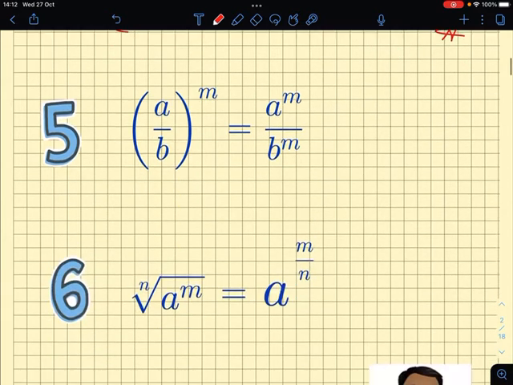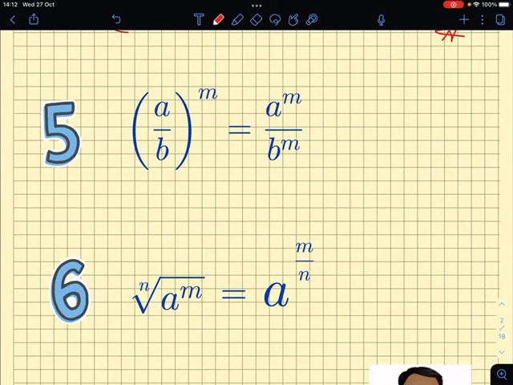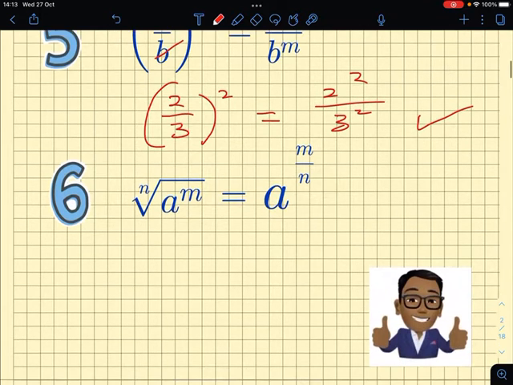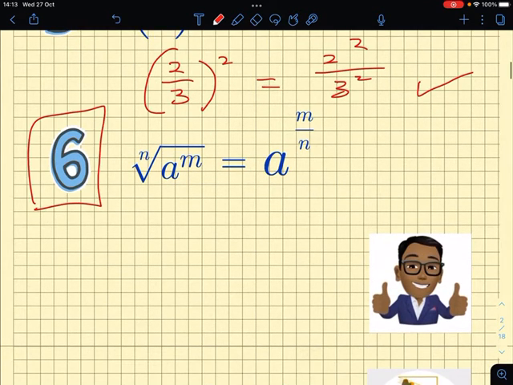Number 4 is the division. Same thing, the m goes for both a and b. So let's say we have 2 over 3, all to the power of 2. This will be 2 squared over 3 squared. All right, simple.